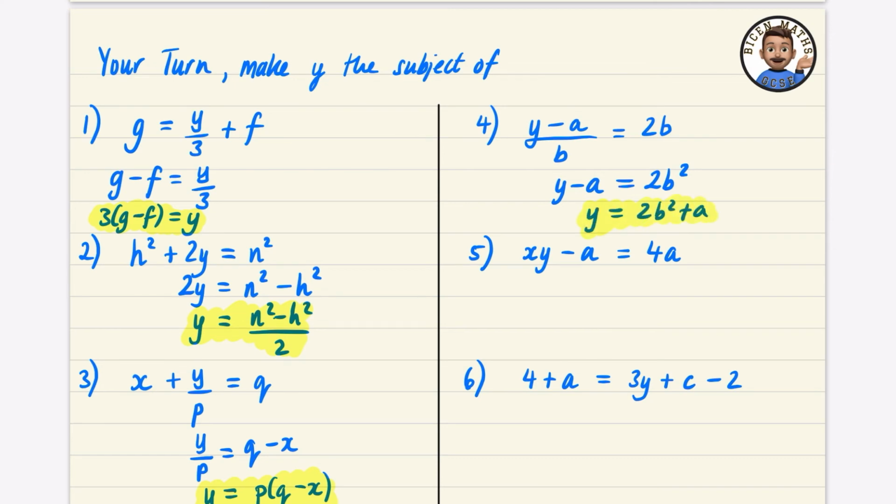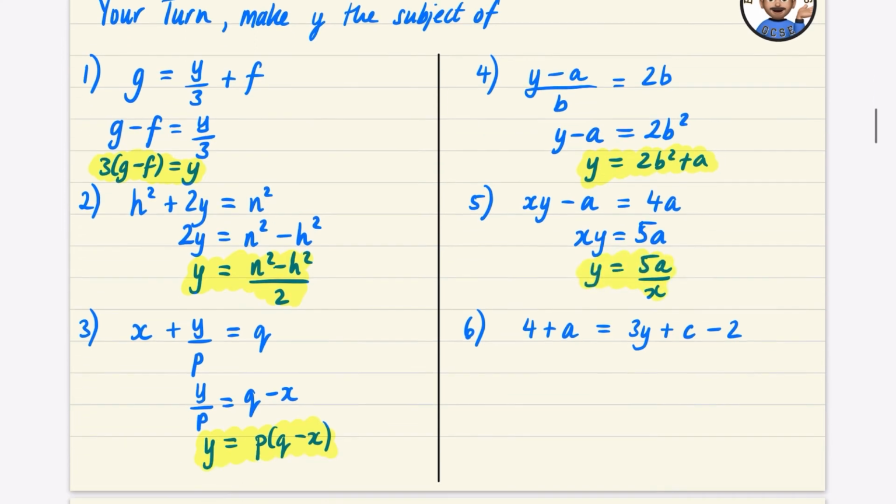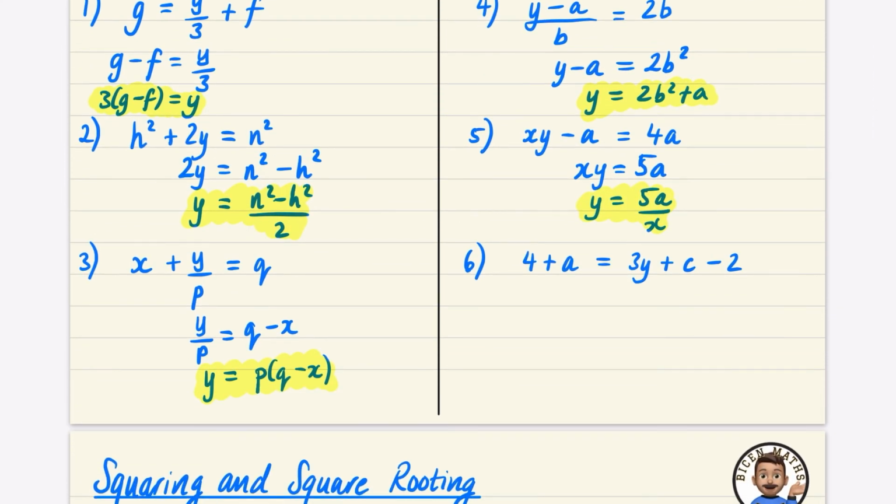So I'm trying to make y the subject, so the first thing I'll do is plus the a to the other side, so xy equals 5a, and then I'm going to divide by x to make y the subject, because that's multiplying by x, so it's just 5a divided by x. And then the last one that we've got here, there's a mixture of different numbers and things. Again, I'm trying to make y the subject.